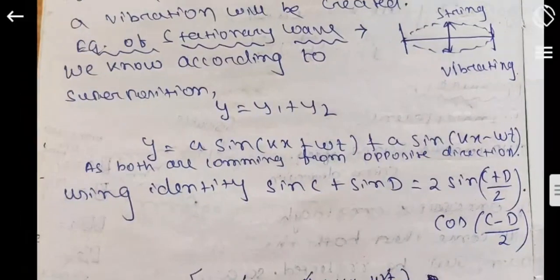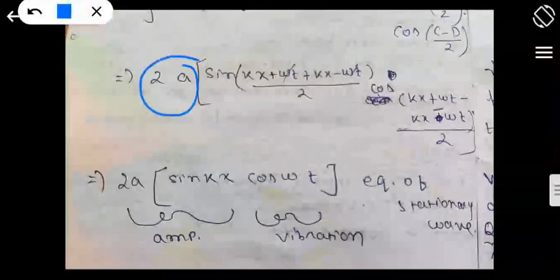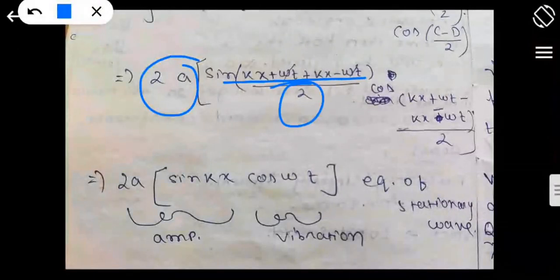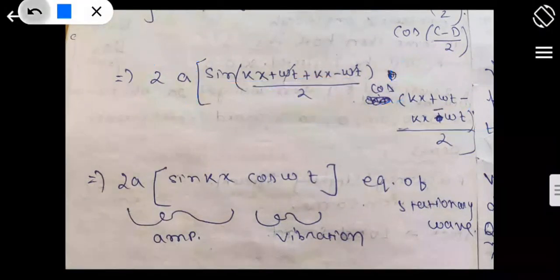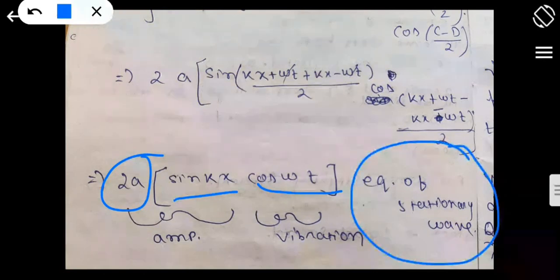In the next step we are going to place it, taking 2a common: sin((c plus d)/2) multiplied with cos((c minus d)/2). c is kx plus omega t and d is kx minus omega t. Here you can observe 2a into sin kx into cos omega t. The final expression you will achieve is 2a sin kx cos omega t, and this is known as the equation of a stationary wave.